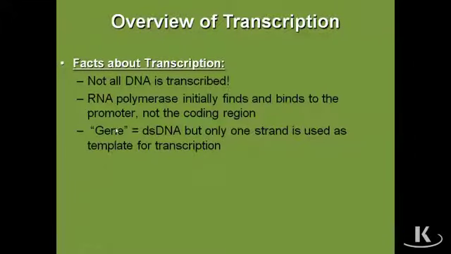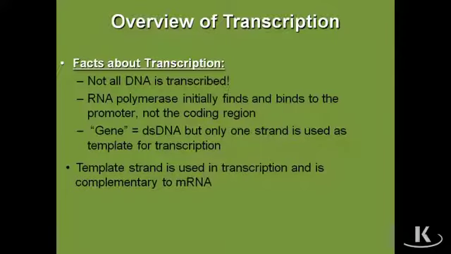Another key point is that RNA polymerase initially finds and binds to the promoter, not to the coding region. So when the polymerase comes in and looks for a spot to begin transcription, it's not looking for coding region DNA, it's actually looking for promoter region DNA. Another fact is that what we refer to as the gene is actually double-stranded DNA, but only one of those strands is going to be used as a template for transcribing into messenger RNA, transfer RNA, ribosomal RNA, what have you. So a gene is a double-stranded DNA sequence, but only one of those strands is used as a template for transcription.